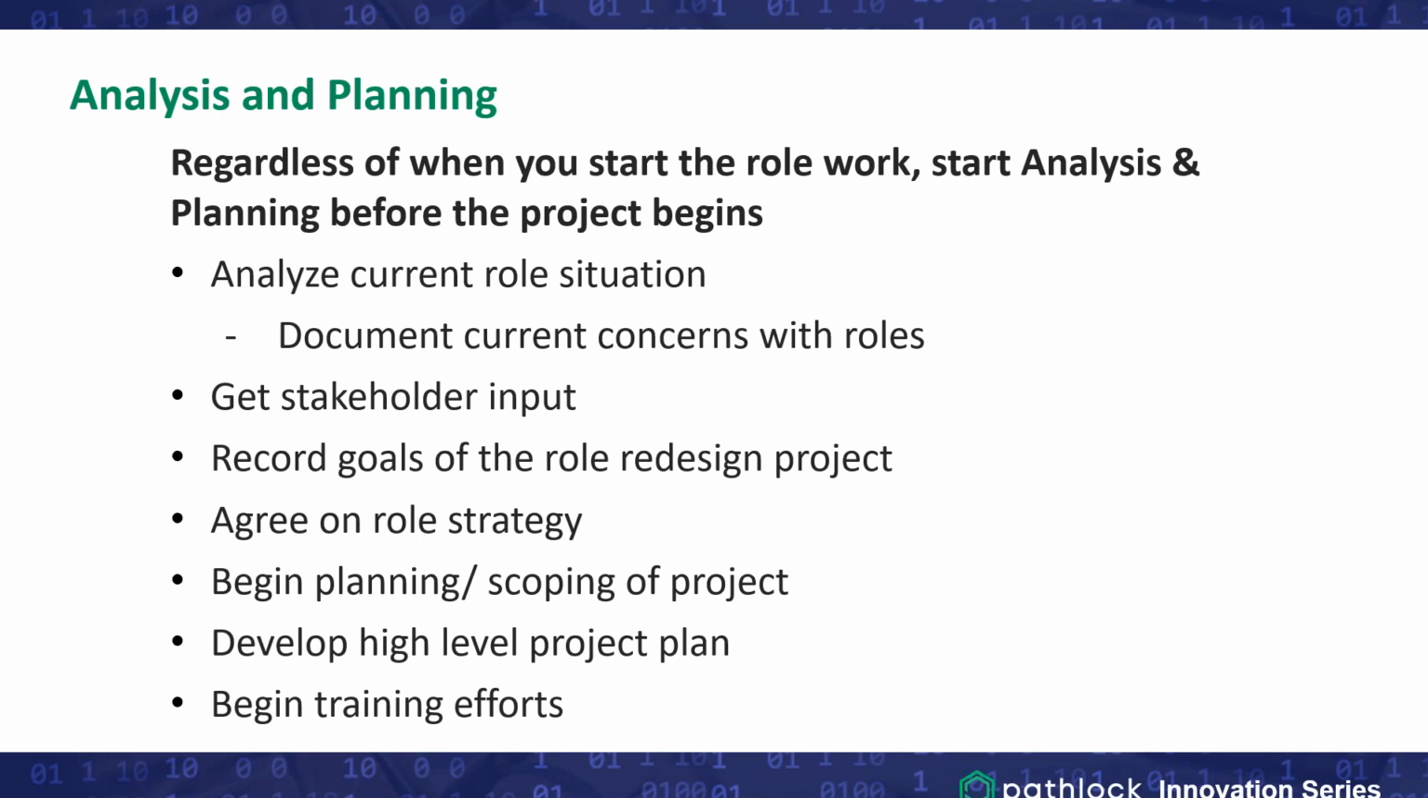Get input from the stakeholders, write down the goals of the role redesign so that it doesn't get lost 6 months down the way of what are we really doing here and what are we trying to fix. Agree with your stakeholders on the role strategy, and begin your planning and scoping. What's going to be in scope and what are you going to defer until after you've gone live. Get at least a high level project plan done and mapped out of how you're going to tackle it.